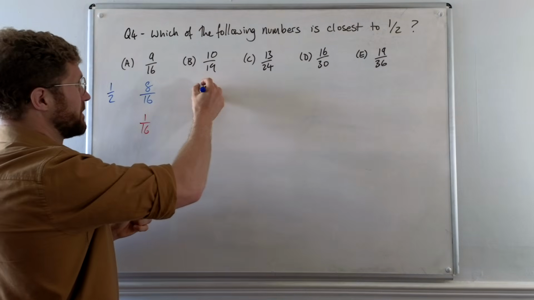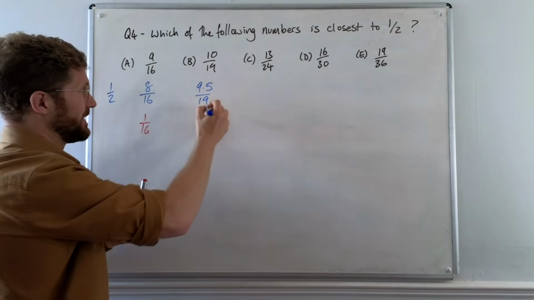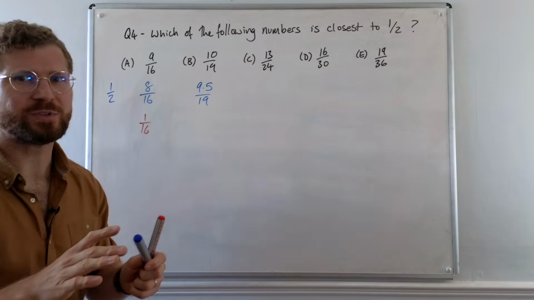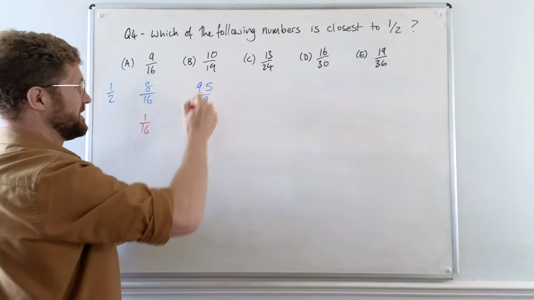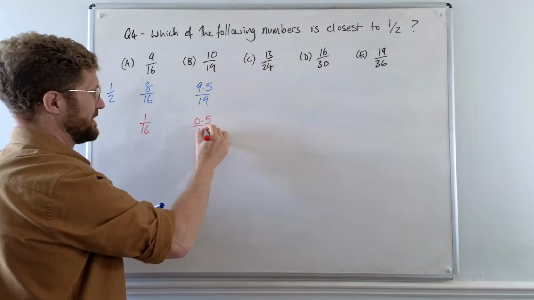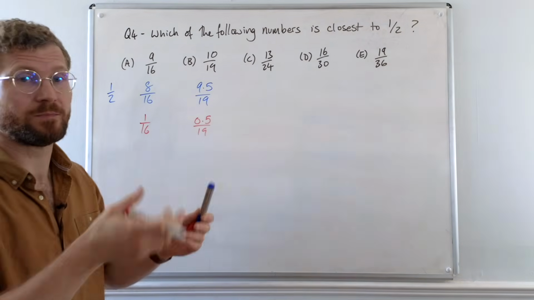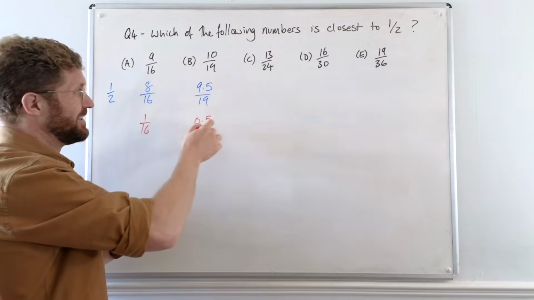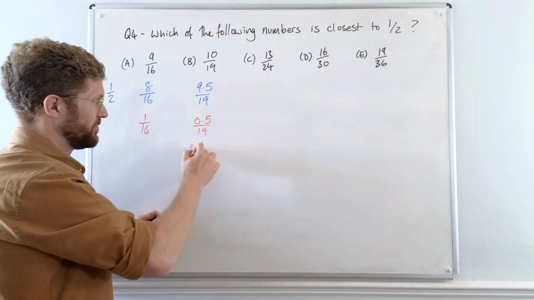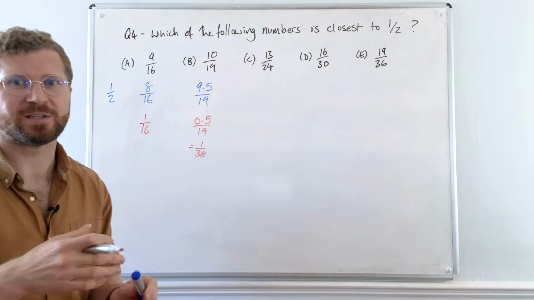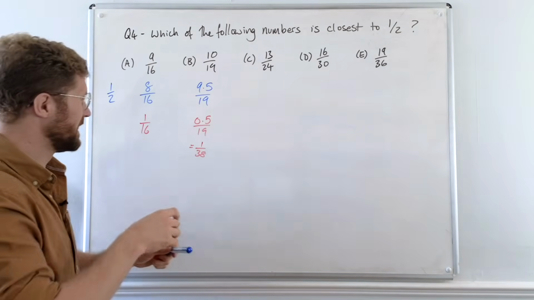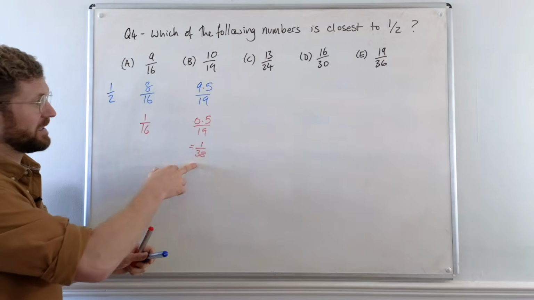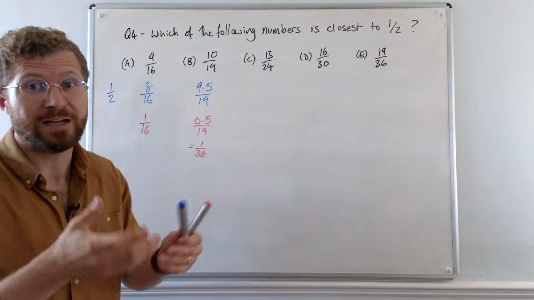Now here we've got 9.5/19. Again, I'm not too keen on the 0.5 there, but we'll run with it for a bit. Now that means that 10/19 is 0.5/19 away from a half, or that's equivalent to 1 over 38 if I want to use nice round whole numbers, which I generally do. I like nice big round whole numbers. So 1/16 away for A, 1/38 away for B.